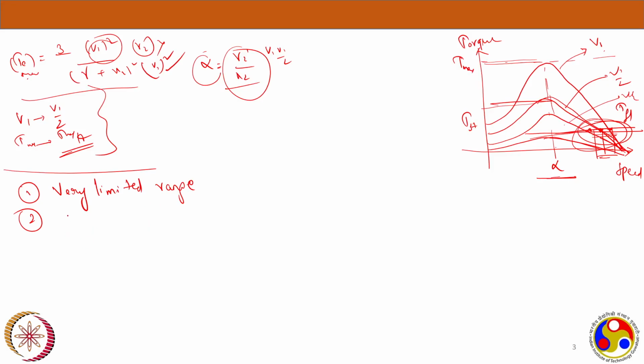So the next one is, further reduction in supply, machine would stop.